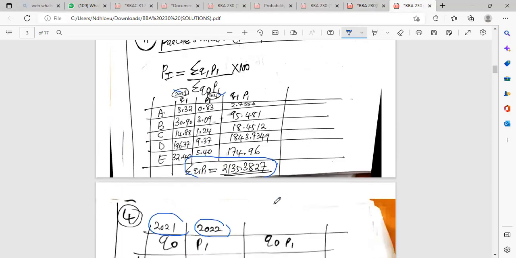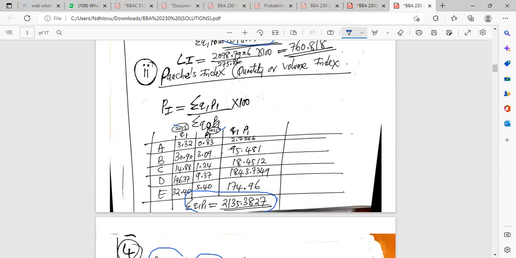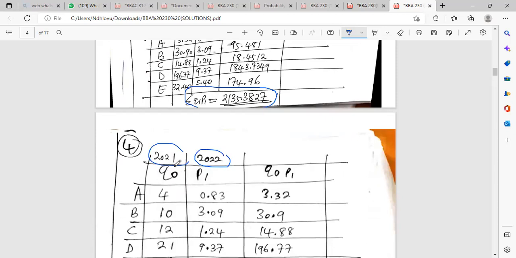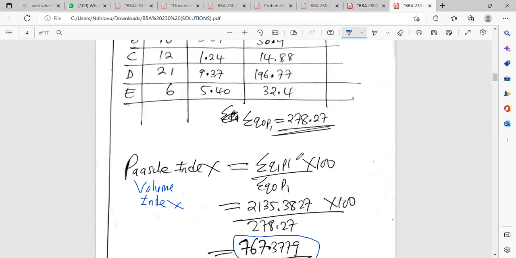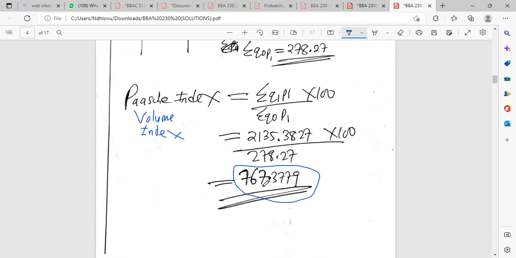Then getting down to the other one, where we are finding the denominator, Q0 P1. Q0 is 2021, P1 is 2022. Multiplying these, we are getting 278.27. Then after substituting here, we are getting 767.3779. Is that clear? Yes, it is. So this answers question one.